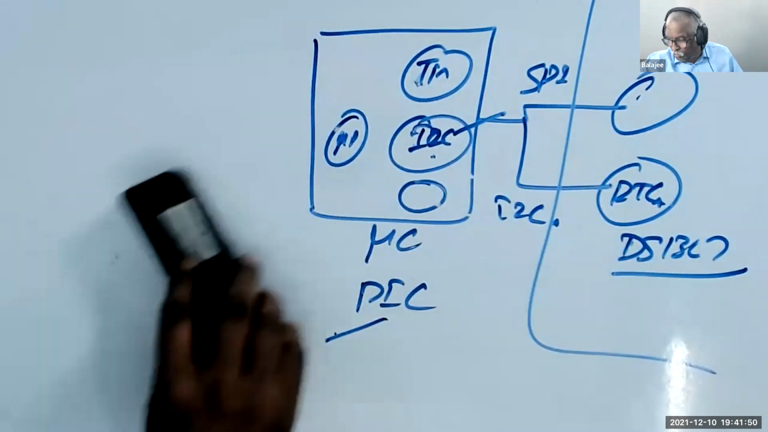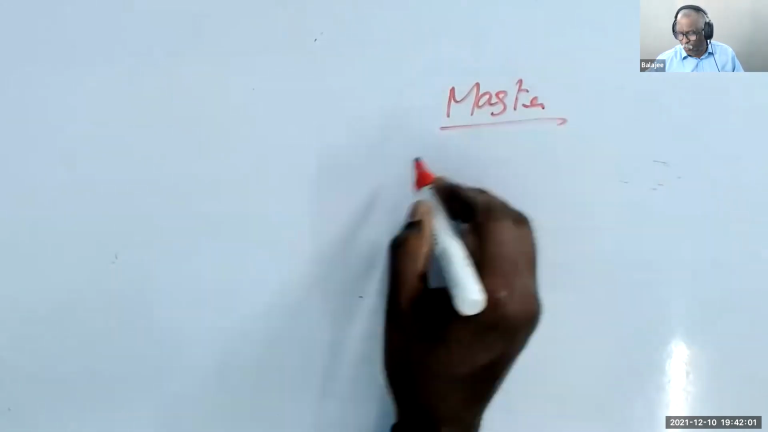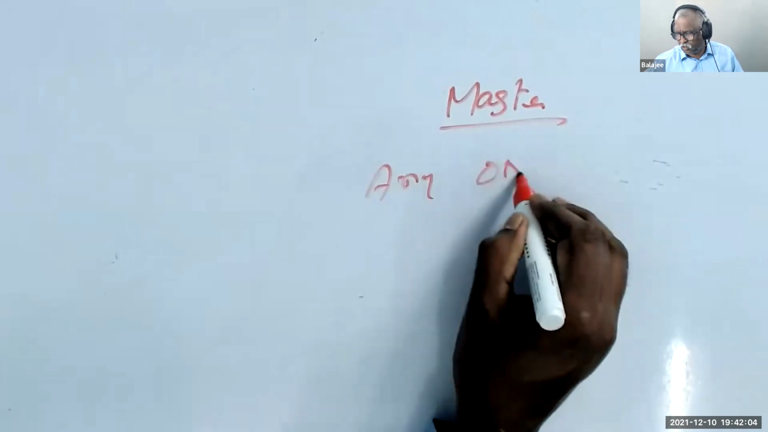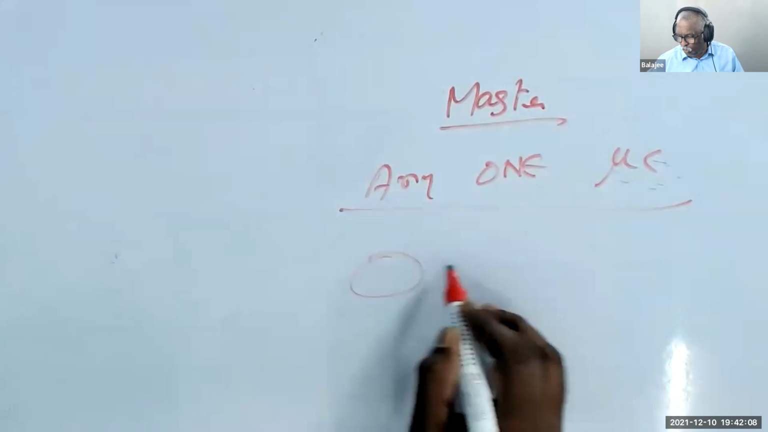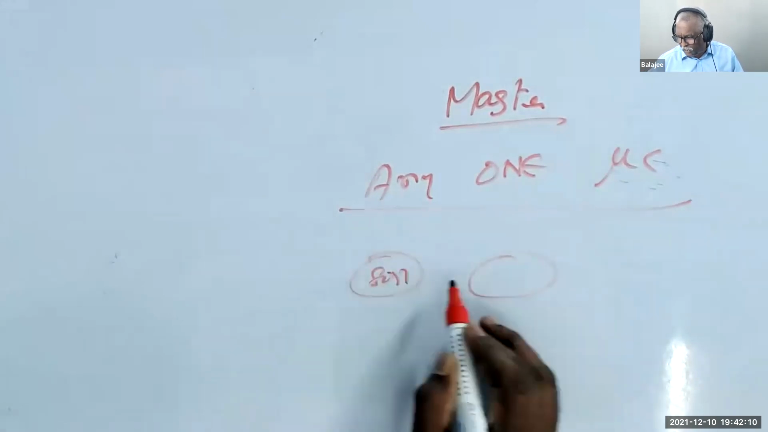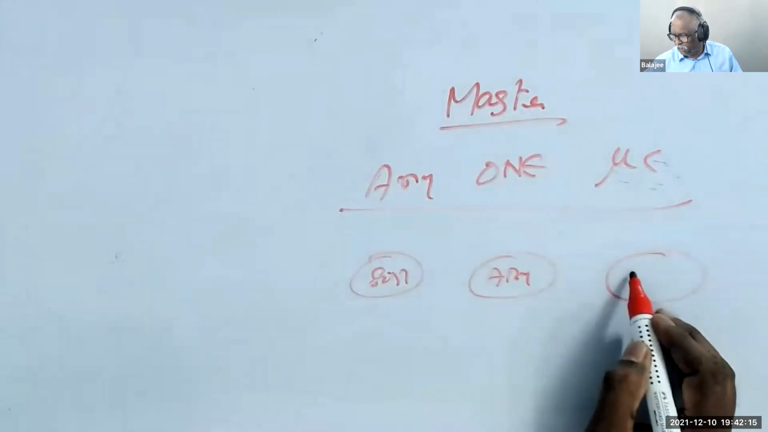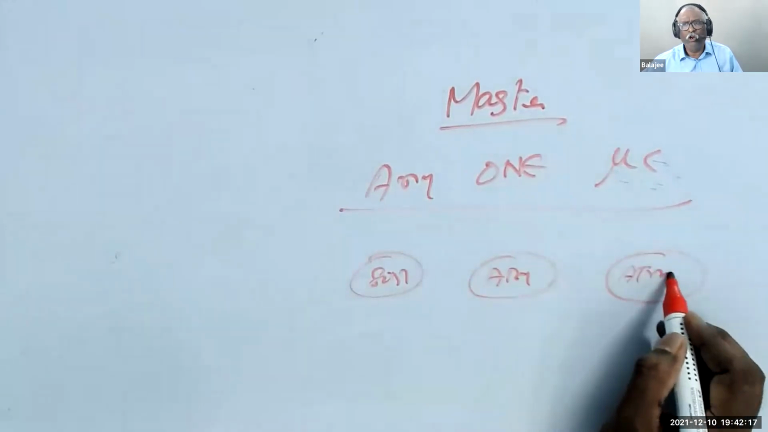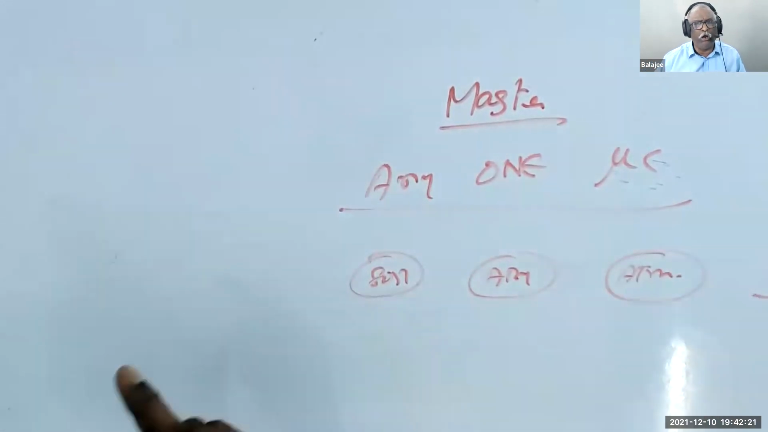So what I'm trying to convey is: master any one microcontroller. Don't try to put your leg everywhere. Oh, I want to know 8051, I want to know ARM, I want to know Atmega. Don't try to put your leg on too many things simultaneously. Put your leg only on one.